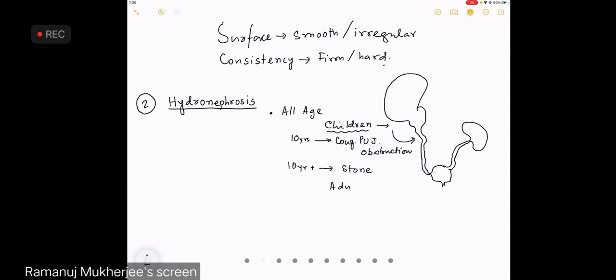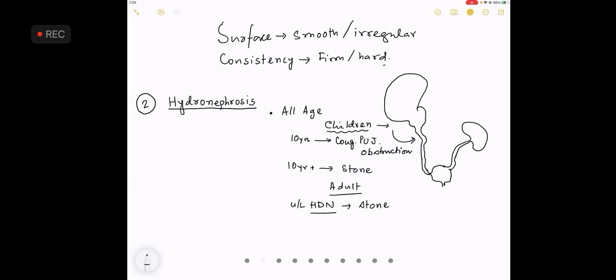In adults, unilateral hydronephrosis, HDN is hydronephrosis, I will think of as ureteric stone. This completes the first part. PU just stands for pelvic ureteric junction.